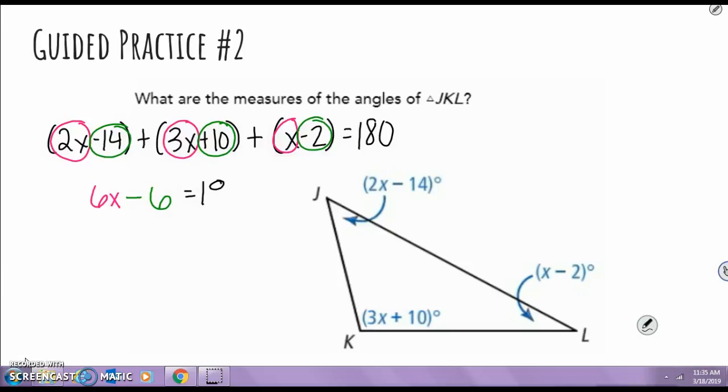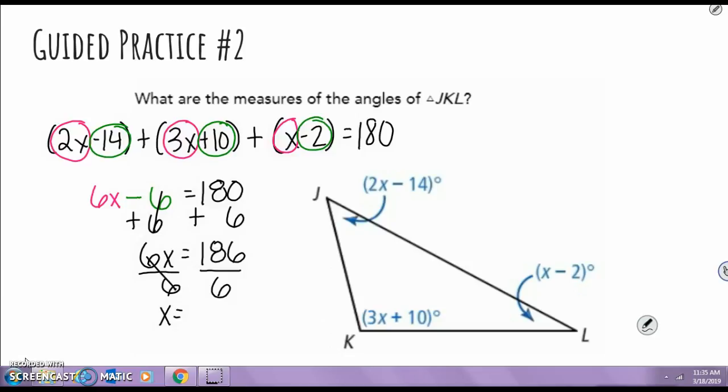Together, these equal 180 degrees. We're going to add 6 to both sides of our equation in order to solve for x. 6x equals 186. Next, we divide by 6, and x equals 31 degrees.